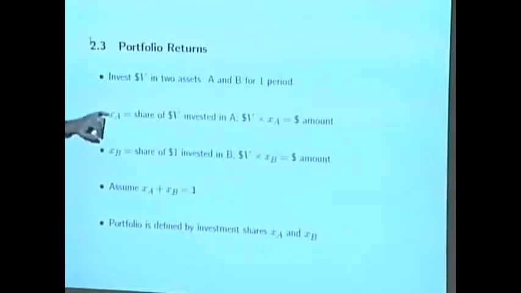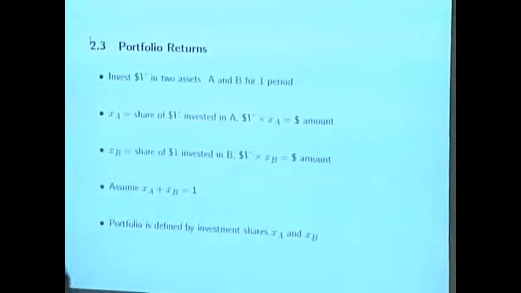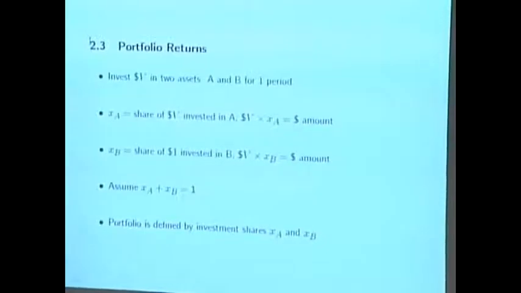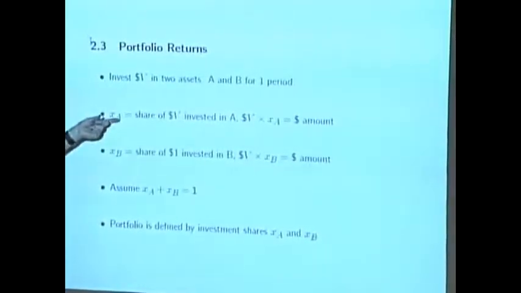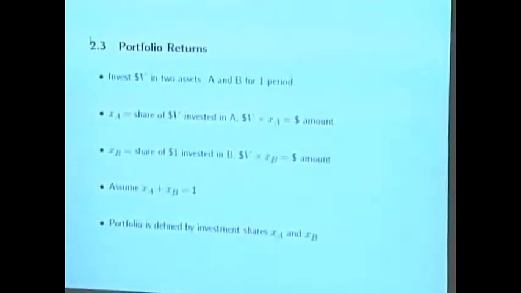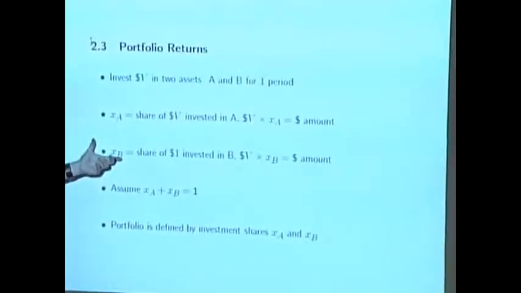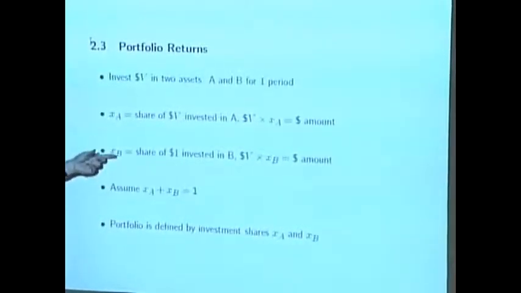And we define these portfolio shares, say XA, which would be the share of our initial wealth that we have invested in Amazon. So if we have $1,000 and we put half of our wealth in Amazon, then our portfolio share would be 50% in Amazon. And then we would have the remaining 50% in Boeing, so XB would also be equal to 50%.